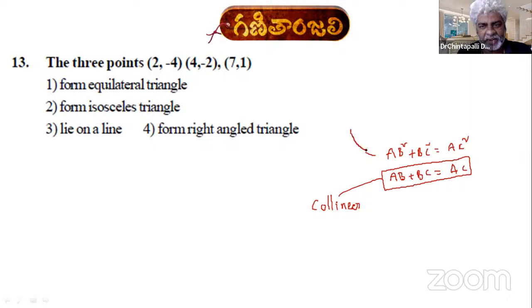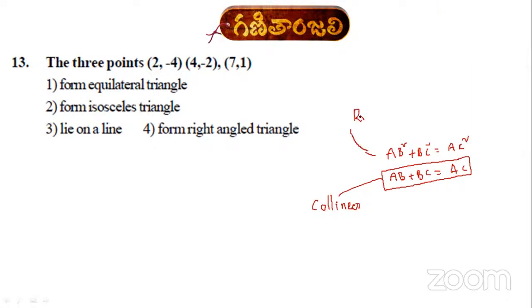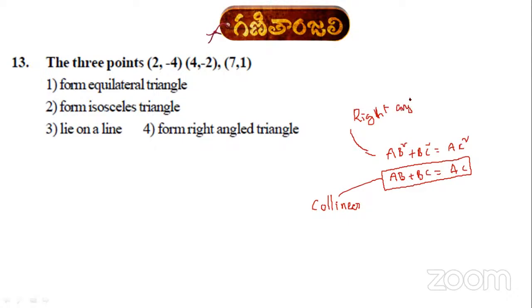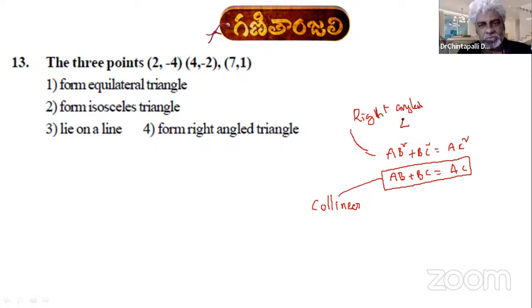Perpendicular, triangle, right angle triangle. Without squares, with squares makes the difference. So far we have learned two methods to check whether given 3 points form a triangle or are collinear, right?